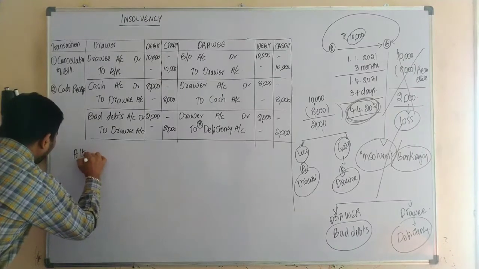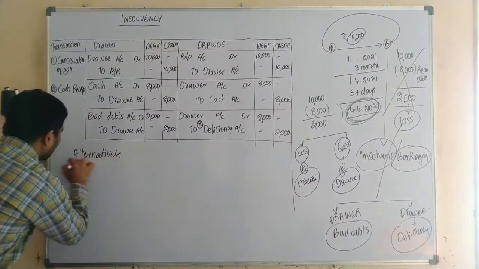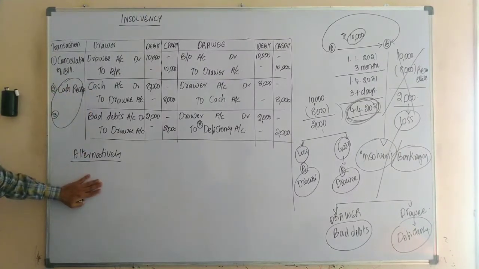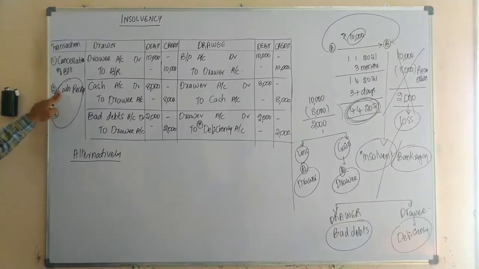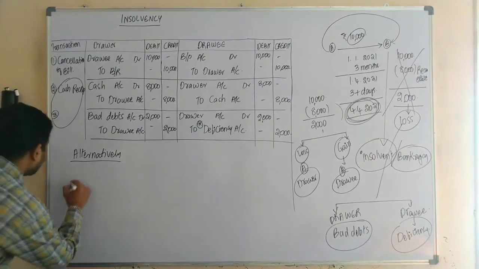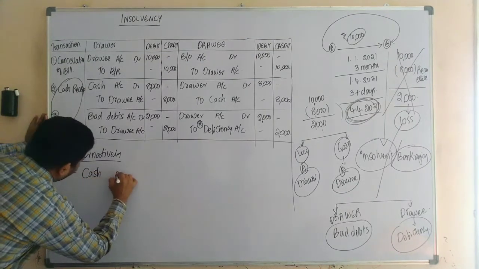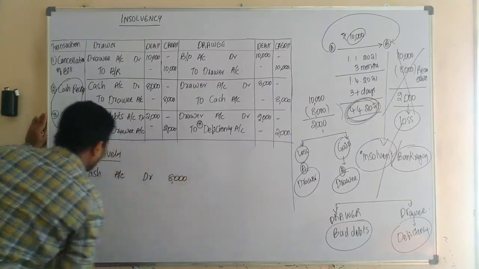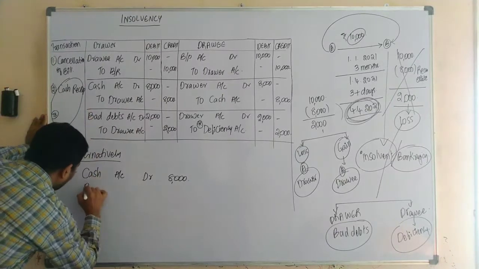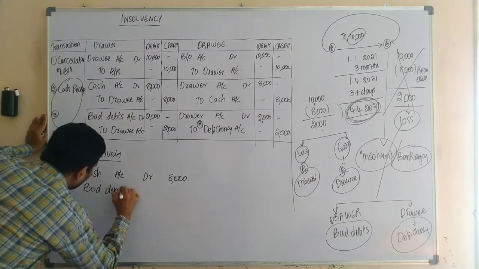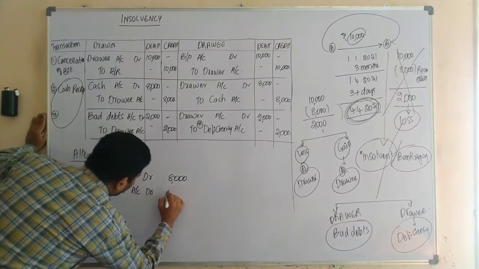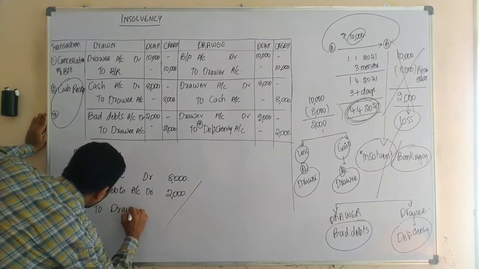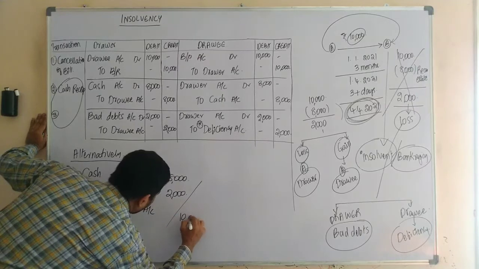So now let us understand here. Alternatively, this second and third transaction could be recorded at once. A journal entry could be recorded by combining the second and third transaction. So what is that journal entry? Cash account debit. How much are we receiving? We are receiving 8,000 rupees cash. And how much was our bad debts? The bad debts account debit to the extent of 2,000 and to drawee account 10,000 rupees.